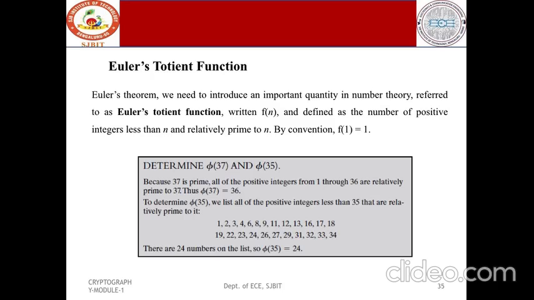Let us determine phi(37) and phi(35). Because 37 is prime, all of the positive integers from 1 through 36 are relatively prime to 37. Thus, phi(37) is 36. To determine phi(35), we list all the positive integers less than 35 that are relatively prime to it: 1, 2, 3, till 34. There are 24 numbers on the list. So phi(35) is equal to 24.